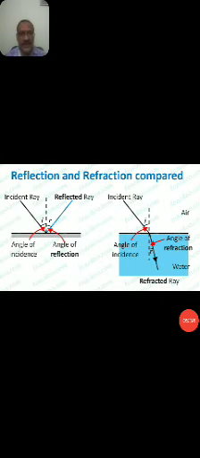Light also has the properties of reflection and refraction. If you observe the diagram, there is an incident light ray and a reflected light ray. In the left diagram, the vertical dotted line is called the normal, which is exactly perpendicular to the surface, which is horizontal.